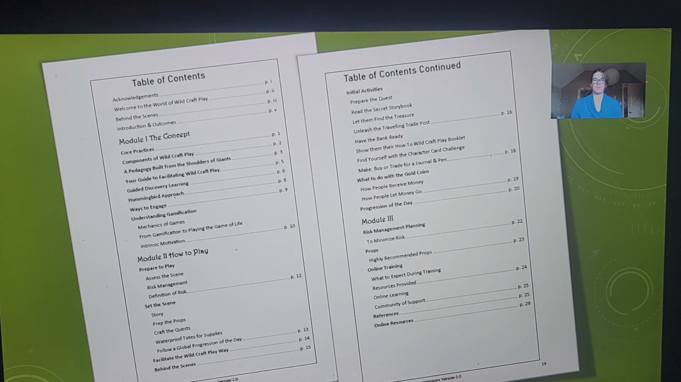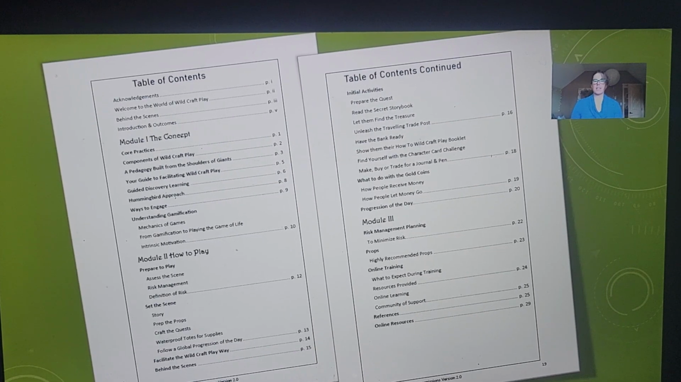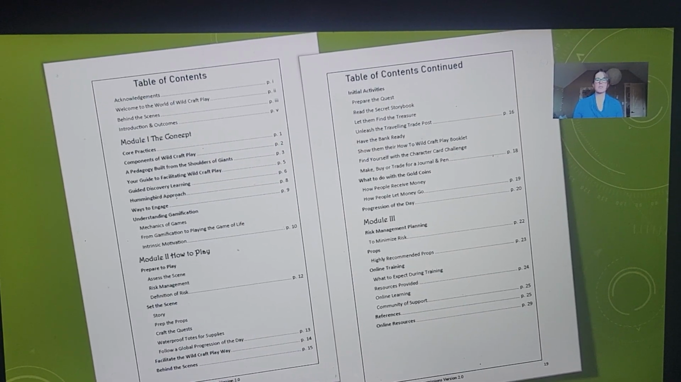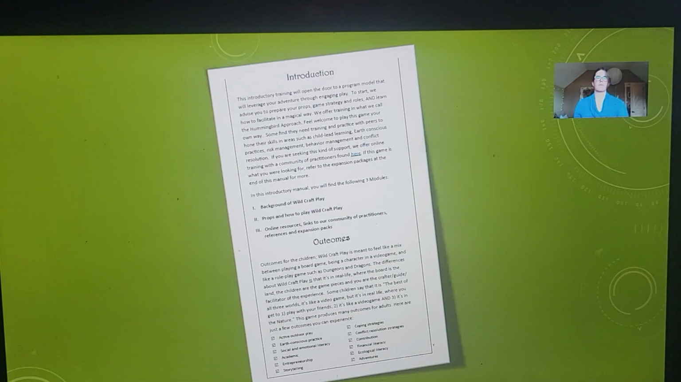And then we get more into your initial activity. What are the first few steps of the activities? What do you get into? And then what to do with the gold coins, what to do as you progress through the day. And finally, the last section, Module 3, has to do with all the risk management planning, your props, online training, and resources and references, and online resources as well.